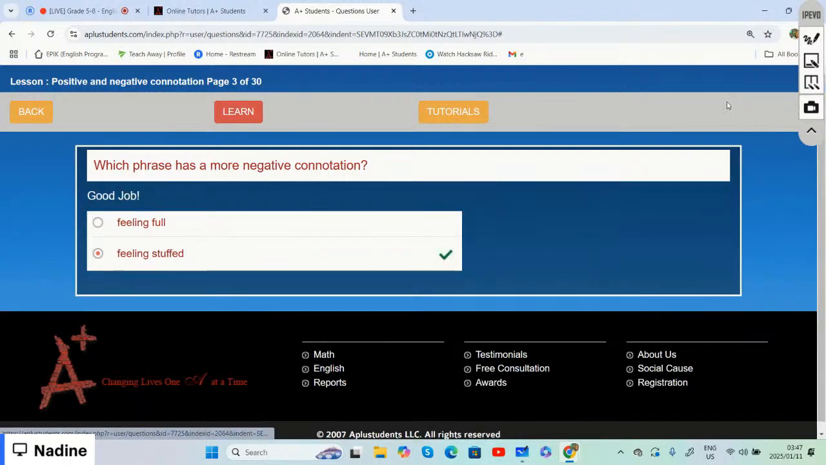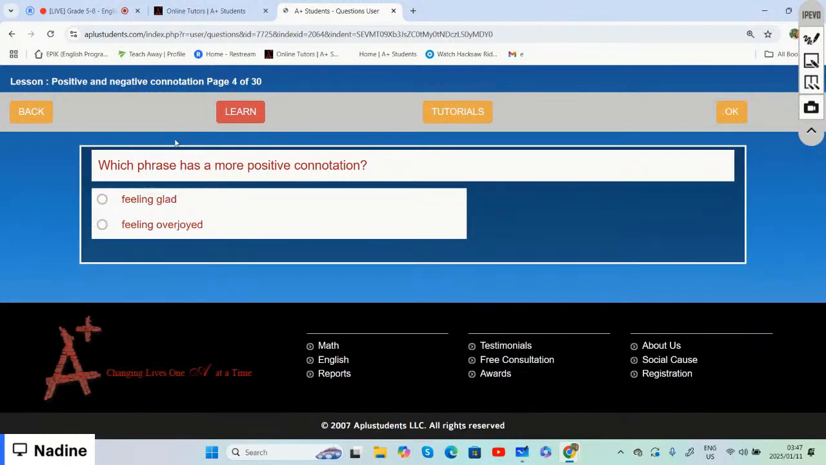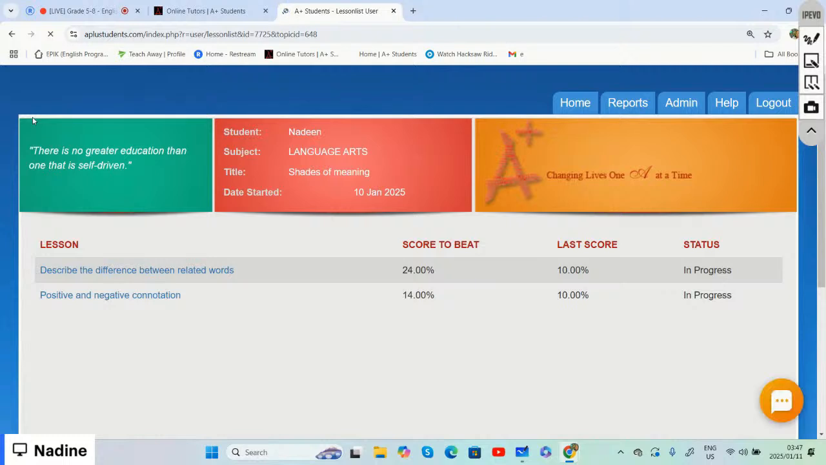Well done, everybody. All right, so this is now the end of our lesson on shades of meaning. We said that when it comes to shades of meaning, we have words that are more similar or alike. However, they have slight differences in meaning, and we call that shades of meaning. We also have words that are more negative as well as positive connotation. Words that are also similar in meaning. However, one can be negative and one can be positive. We call that connotations, right?